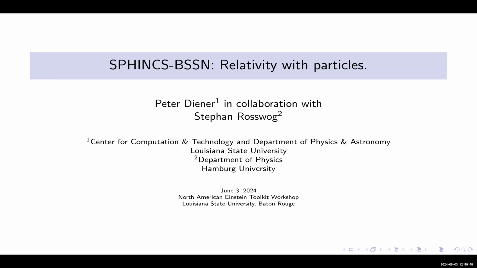Okay. So thank you very much for the kind invitation to come here. I'm going to talk about something that is not in the Einstein Toolkit, but part of it is based on something in the Einstein Toolkit. I'm going to talk about SPHINCS_BSSN, which is a new code that I've been developing with my collaborator, Stephan Rosswog from the University of Hamburg, where we do relativity with particle methods instead of standard Eulerian hydrodynamics.